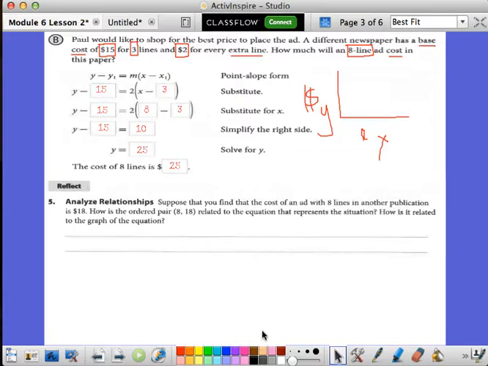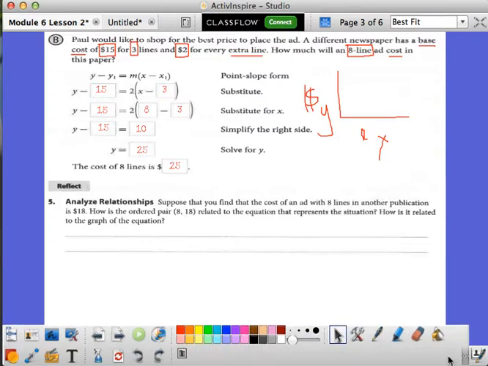All right, so number 5, analyzing the relationship. So what we want to know is how is it related to the graph of the equation? Okay, so how is the ordered pair 8, 18 related to the equation that represents the situation? And in this case, the situation is that the other company gets 8 lines for $18. Okay, so this ordered pair and this equation do not go together. These are 2 separate situations. But this ordered pair here is a solution to what would be the new equation.